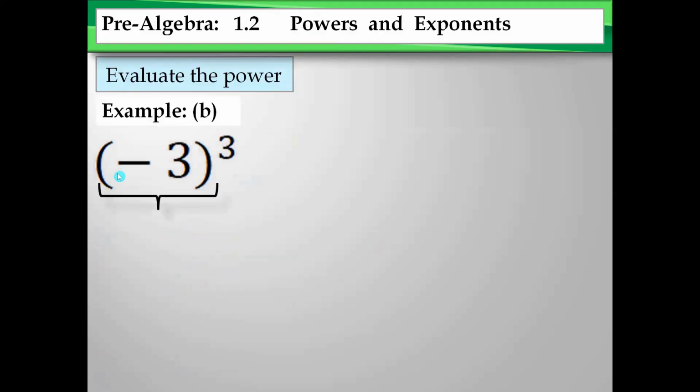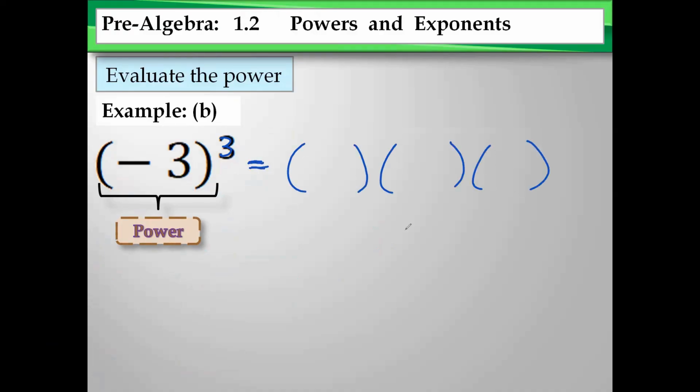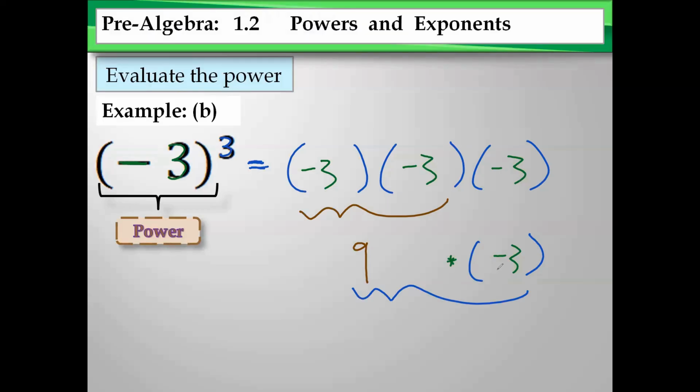Example B. Now we have the quantity of negative 3 to the 3rd power. In this situation, our exponent is 3. So this will tell us that we're going to have 3 sets of things that are exactly the same that are going to be multiplied together. Our base value is negative 3. So in each one of these parentheses, we should fill in negative 3. We first have negative 3 times negative 3, giving us positive 9. Then we'll continue bringing down the last negative 3 for us to multiply. In the end, we have 9 times negative 3, which gives us negative 27.